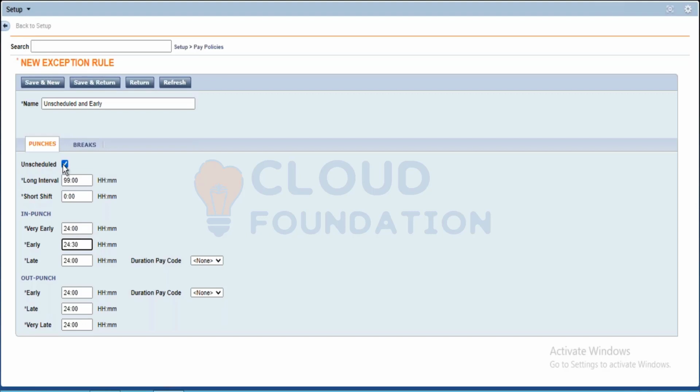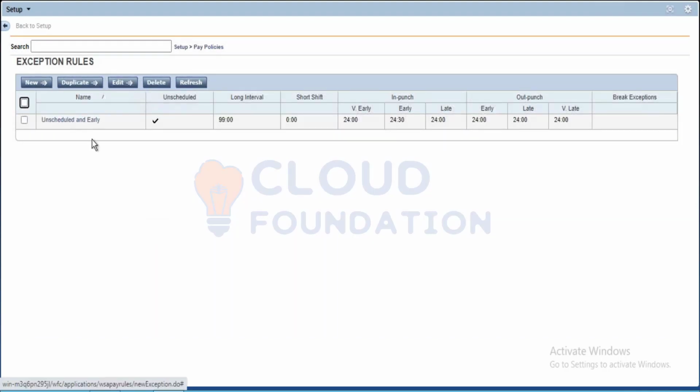So I've selected the unscheduled. If an employee has no schedule and he has worked, he'll get flagged, there'll be a red mark on the time card. And if he's worked a very early shift, say he's come 30 minutes early to work, then I've put 30 here for minutes in my in punch early. So it's going to flag this as well for me. So I'll save and return this. So this is exception rules.